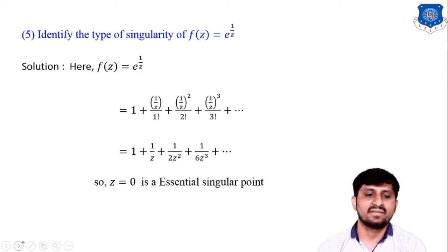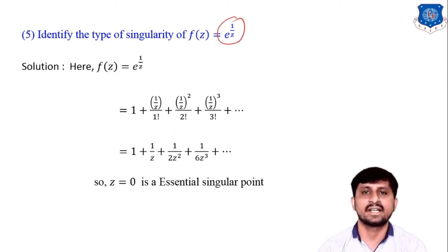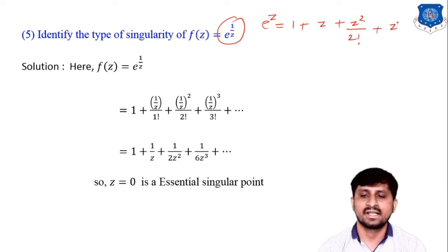Now again, identify the types of singularity. What is my function? e raised to 1 upon z. Clearly you can write the series of e raised to 1 upon z. Just instead of z, you have to write 1 upon z. We already know the series of e raised to z, that is 1 plus z plus z square by 2 factorial plus z cube by 3 factorial and so on.